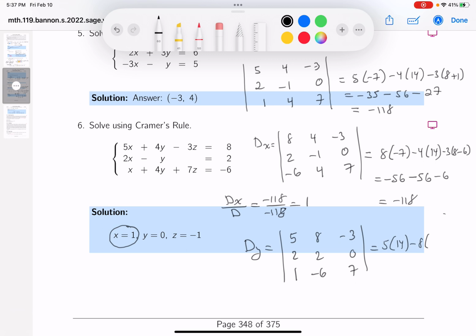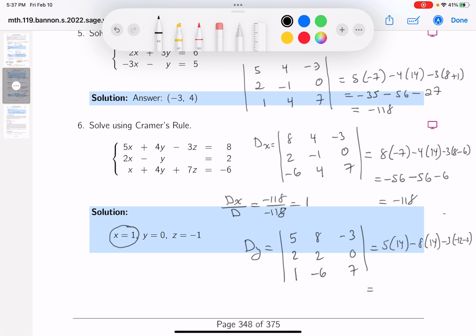2 times 7 is 14. And then you get 0. All right, let's put the next one down, minus 3. And what do you get there? 2 times minus 6 is minus 12. And 1 times 2 is 2, so minus 2. All right, I can write this over here. And let's see what I can end up with here. Let's see if I did it right.